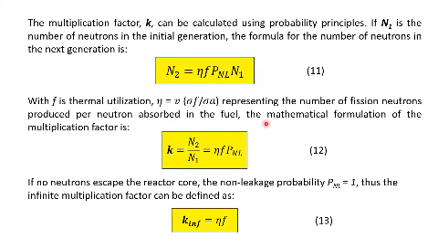The mathematical formulation of the multiplication factor becomes equation 12, where K equals N2 per N1. If no neutrons escape the reactor core, the non-leakage probability equals 1. Thus, the infinite multiplication factor can be defined as K infinite equals eta F. You can see in equation 13.